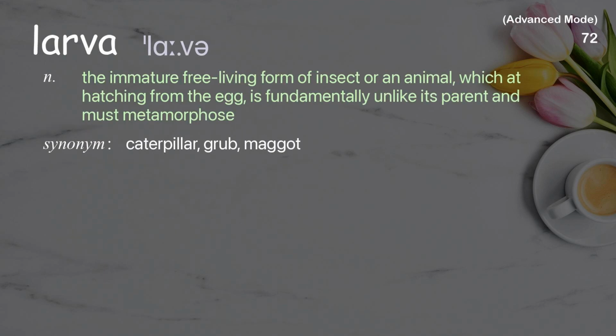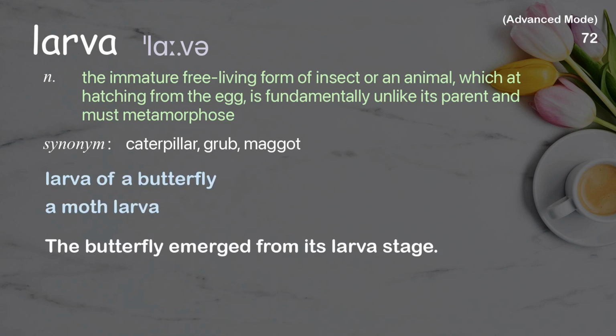Larva. The immature free-living form of an insect or an animal, which at hatching from the egg is fundamentally unlike its parent and must metamorphose. Examples: Larva of a butterfly. A moth larva. The butterfly emerged from its larva stage.